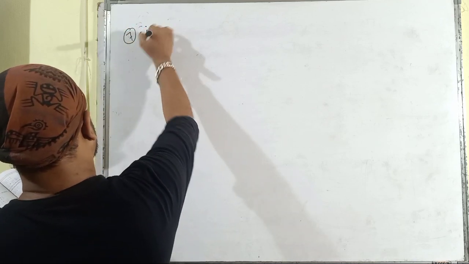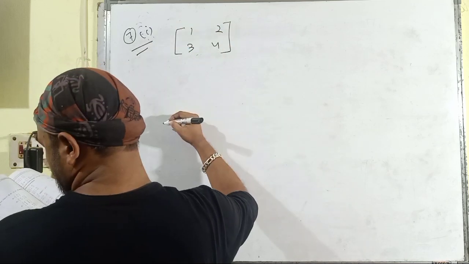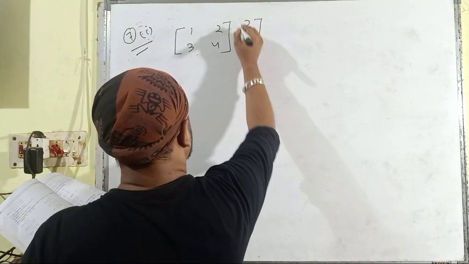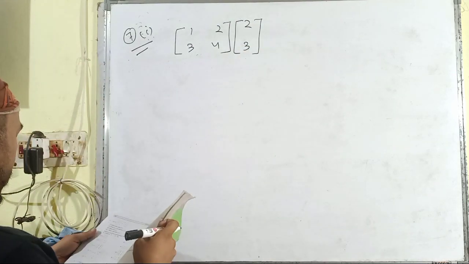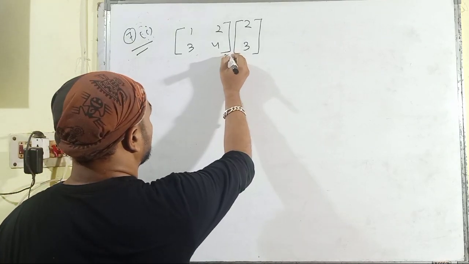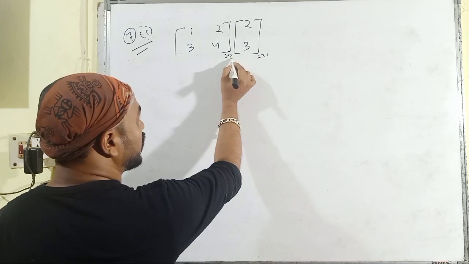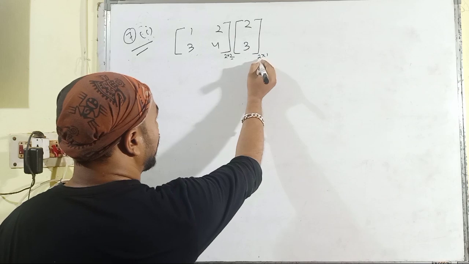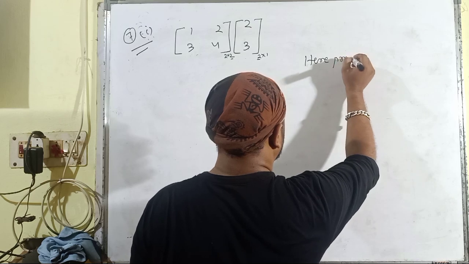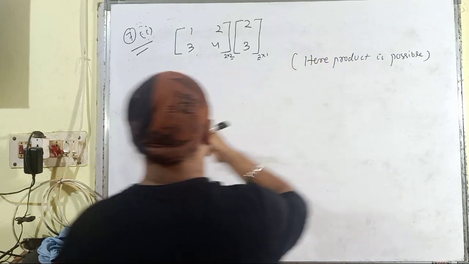So it is the first bit of number 7, [1 2; 3 4], and you have to find the product with another matrix, [2; 3]. Let us first see whether the product is possible or not. The first matrix is of order 2 cross 2, and the second matrix is of order 2 cross 1. The number of columns of the first matrix is equal to the number of rows of the second matrix. So here the product is possible.